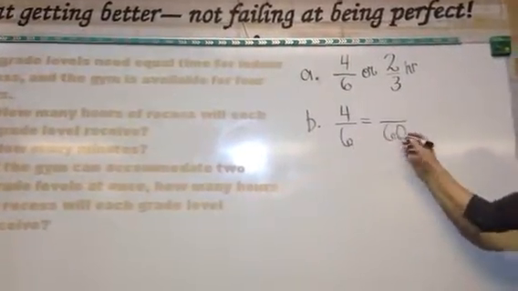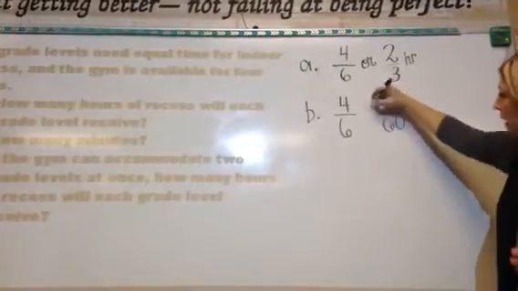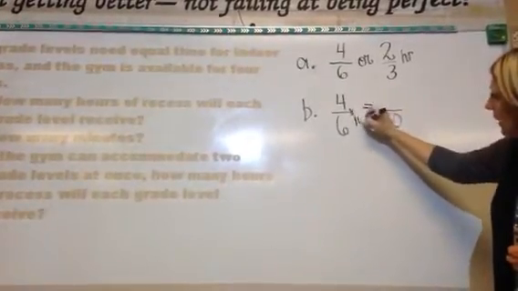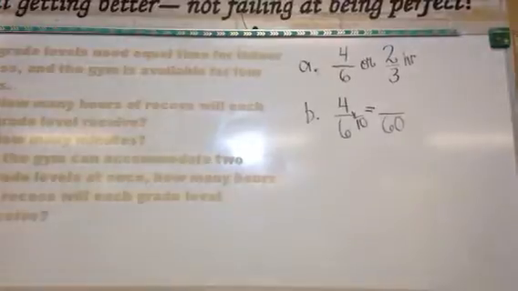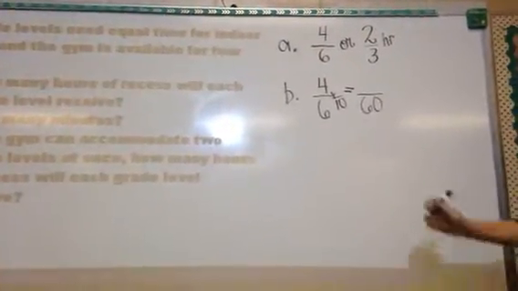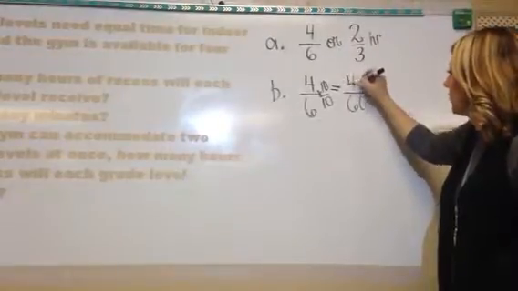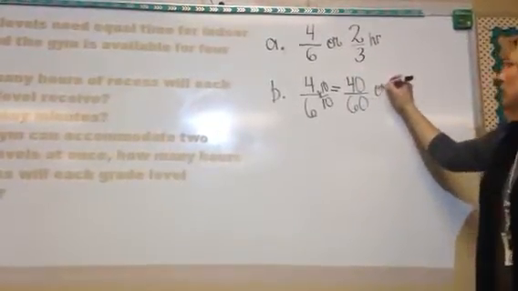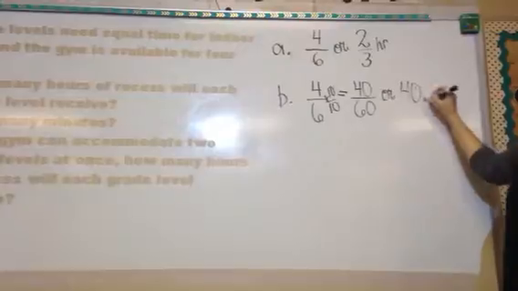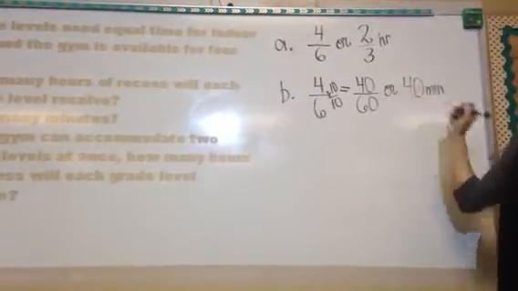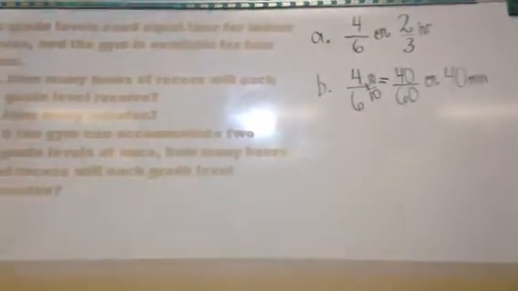What would you do to 6 to get 60? Times 10. Yes. And remember, the rule is if you do it to the bottom number, you have to do it to the top as well. So 4 times 10 is 40. So you would just call that 40 minutes. 40 out of 60 minutes is just easier to look at as 40 minutes.